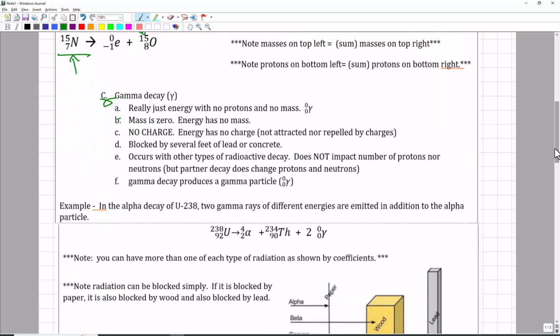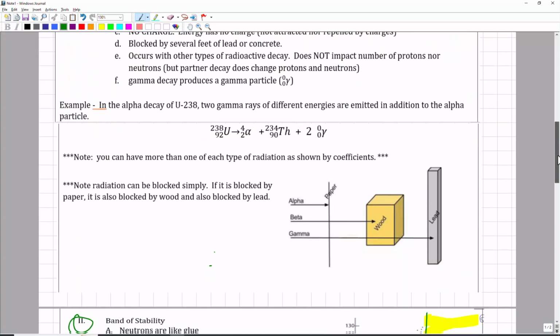Gamma decay is really just energy, so it has no mass. That's true, it's not negligible mass, it's no mass. Mass is 0, 0 protons, and I tend to write it like that for gamma. This is how Word writes it, but you get it. It has no charge. Energy has no charge, and it can only be blocked by several feet of lead or concrete. And this occurs with other types of radioactive decay. It does not impact your protons nor your neutrons, but other decay does change protons and neutrons. Gamma decay produces a gamma particle, which means it's going to be on the right.